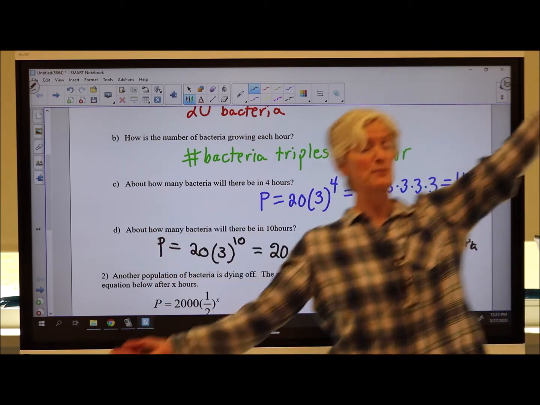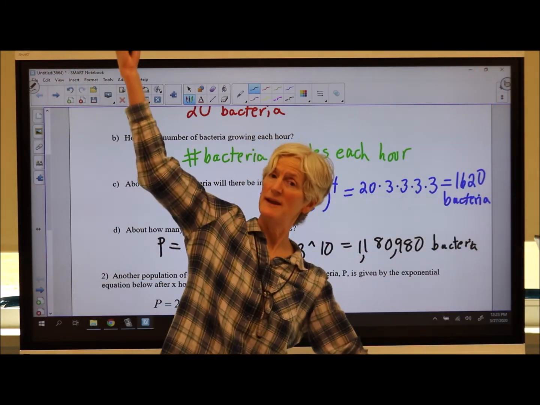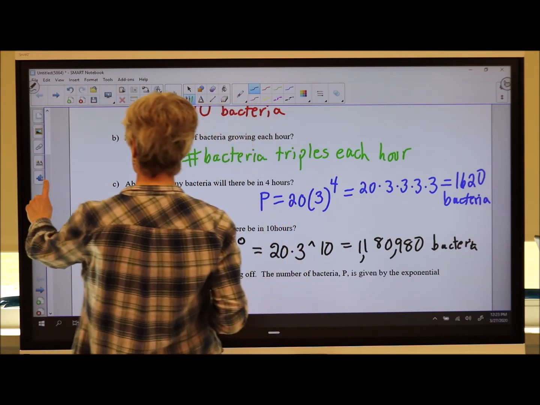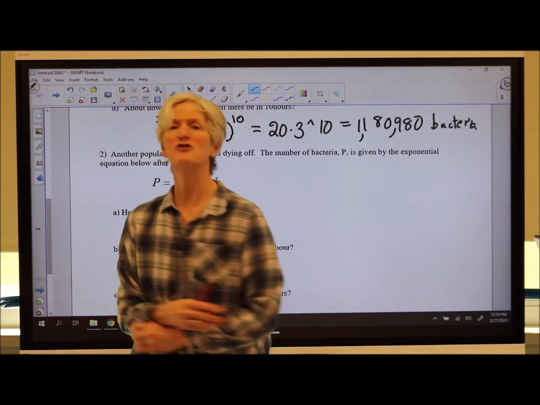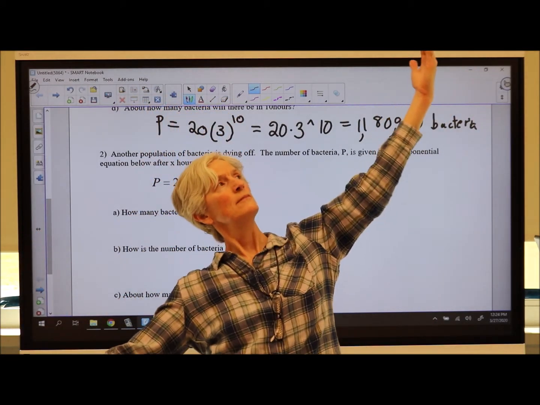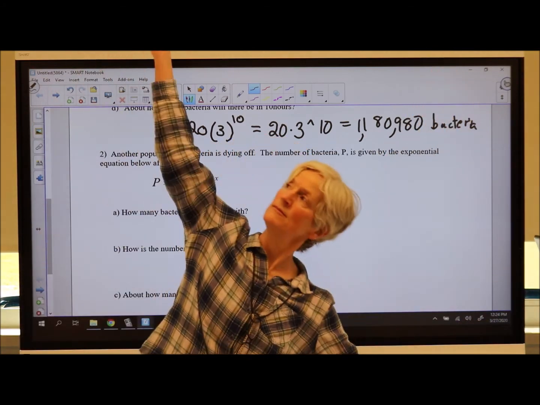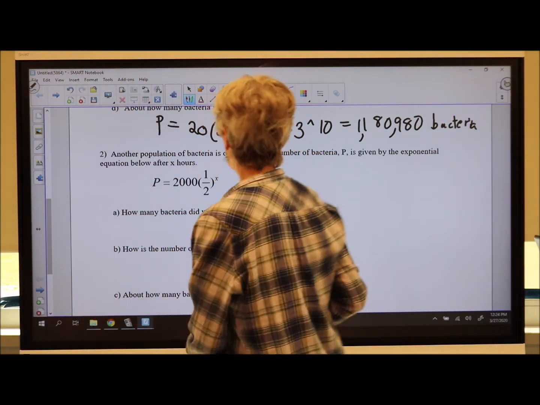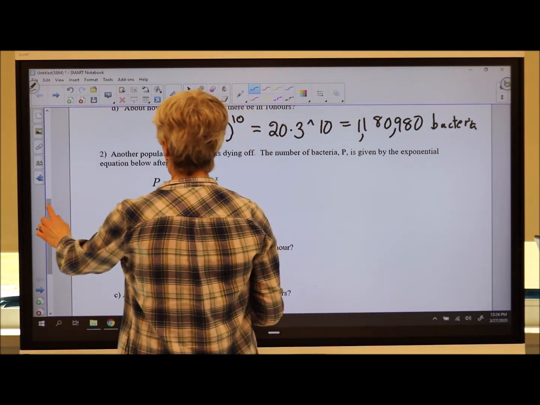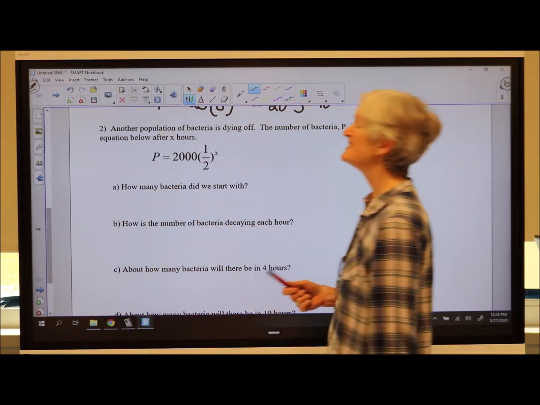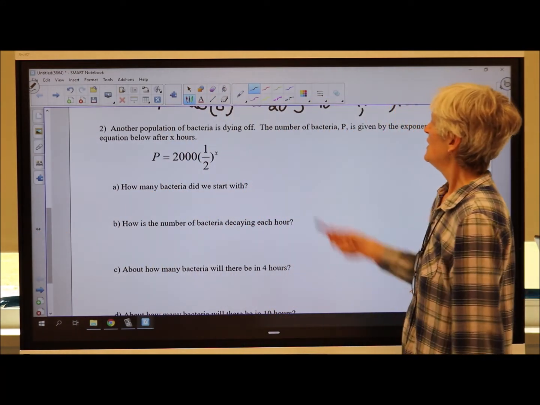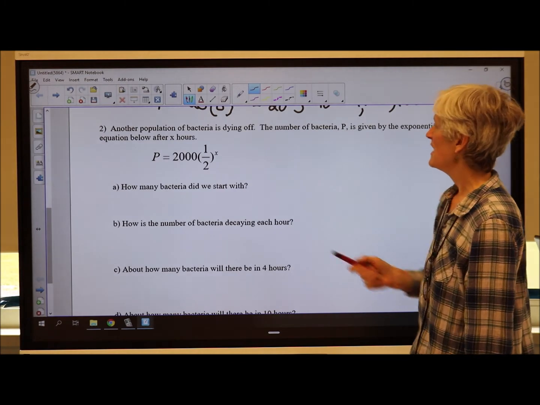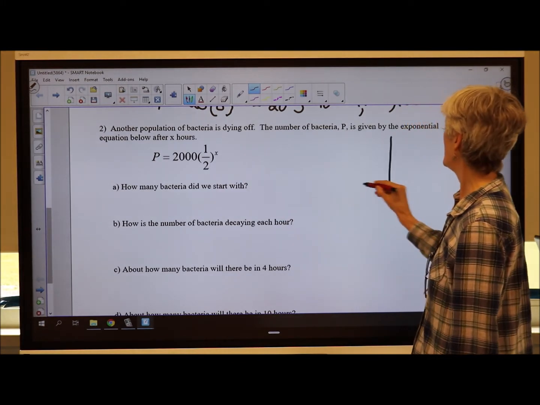Okay, we just did an exponential growth. Let's do an exponential decay. And I hope you're doing that at home. Exponential growth, let's see it. Exponential decay, let's see it. Nice. All right, so now we have another population of bacteria that is dying off. The number of bacteria, P, is given by this exponential function.